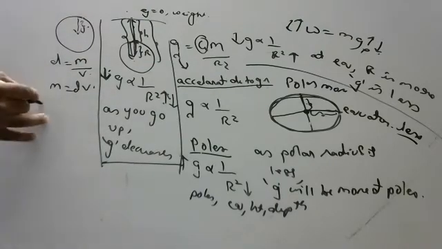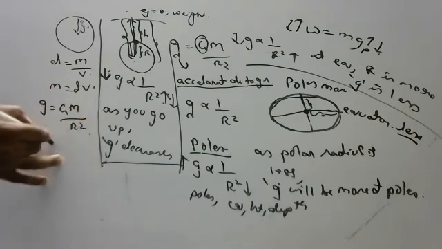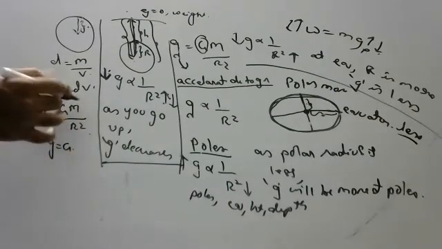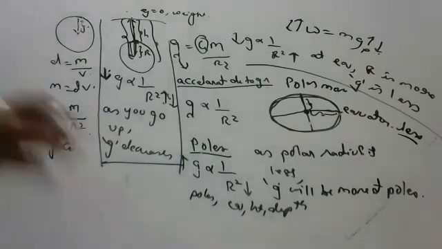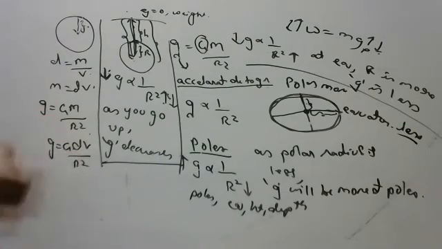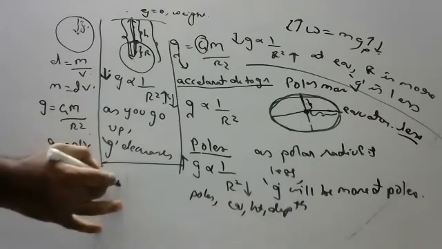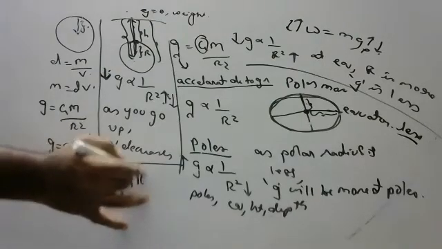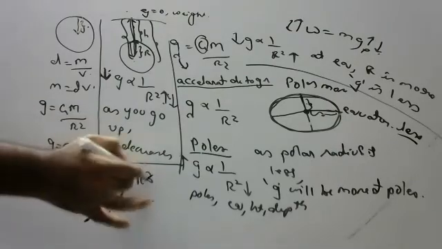Try to understand. g is equal to GM by R square. What is M, children? Density into volume, over R square. Can anyone say the volume of a sphere formula? Volume of a sphere is 4 by 3 pi r cube, so 4 by 3 pi r cube by r square. This r square, this cube has gone.